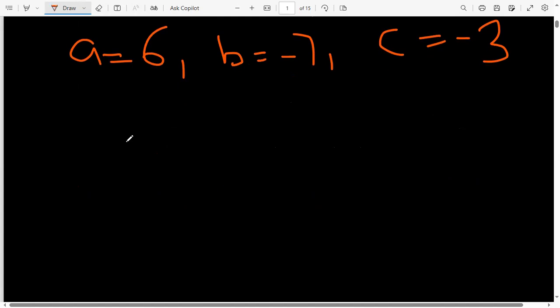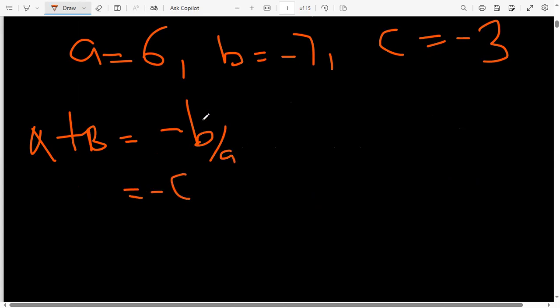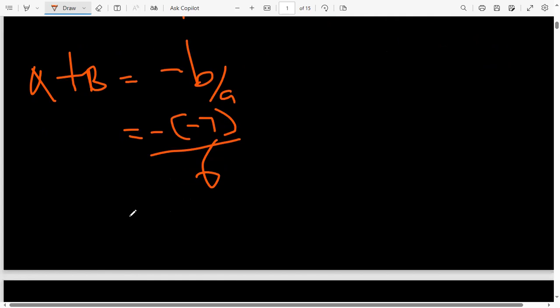So it means we can find alpha plus beta. What did we say alpha plus beta is? We said it was minus b over a. So let's replace there. We have a minus, and our b is minus 7, so we write minus 7 there, divided by a, which is 6. So the value of alpha plus beta will just be 7 over 6.